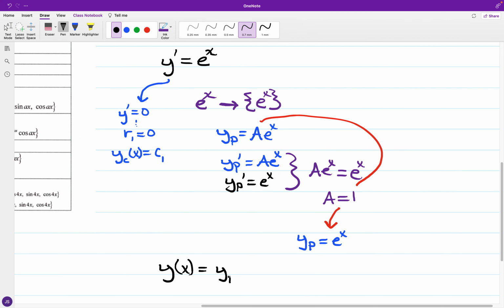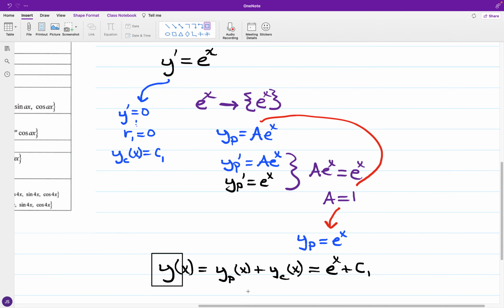It can also be the other way around. And that is going to be equal to e to the x plus the constant c sub 1.